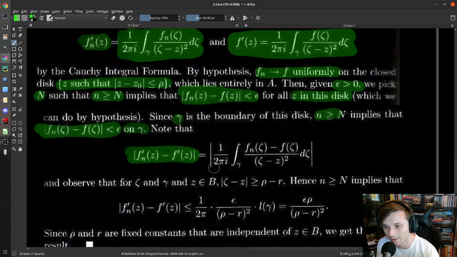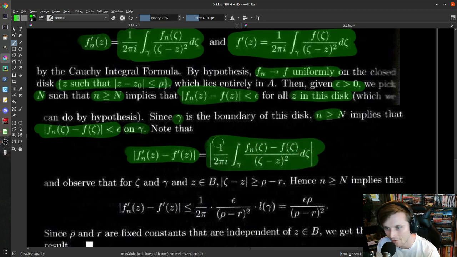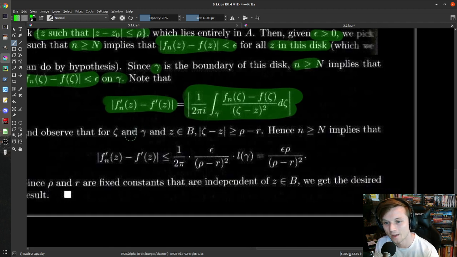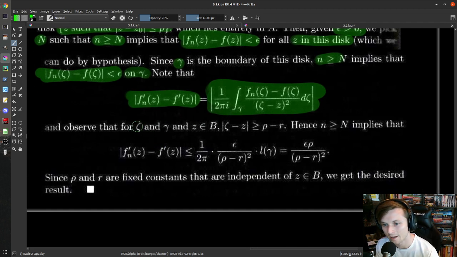Just use the fact that we're doing a contour integral along the same curve, gamma, and we can put these two together. We get Fn minus f, and they've got the same denominator. We get 1 over 2 pi i, the contour integral about gamma of Fn of zeta minus f of zeta all over zeta minus z squared d zeta. So for zeta in gamma and z in B, the modulus of zeta minus z is greater than or equal to rho minus r. Okay, wait a second.